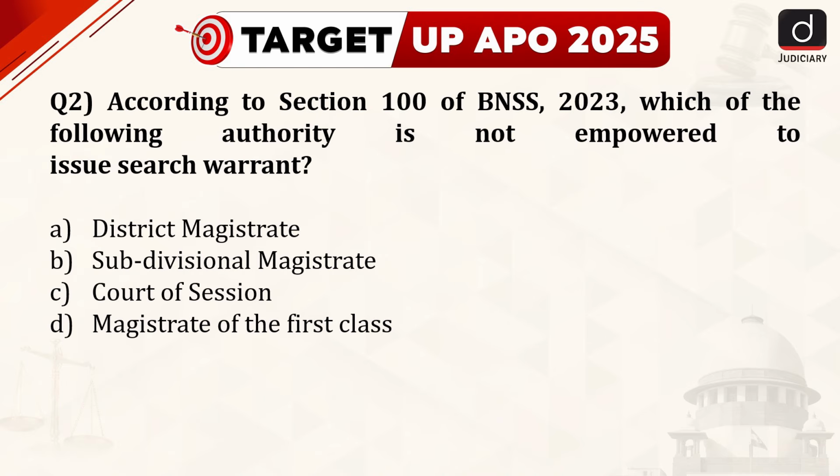Question number 2. According to Section 100 of the BNSS 2023, which of the following authorities is not empowered to issue a search warrant? Option A, District Magistrate. Option B, Subdivisional Magistrate. Option C, Court of Session. And option D, Magistrate of First Class. The correct answer is option C.